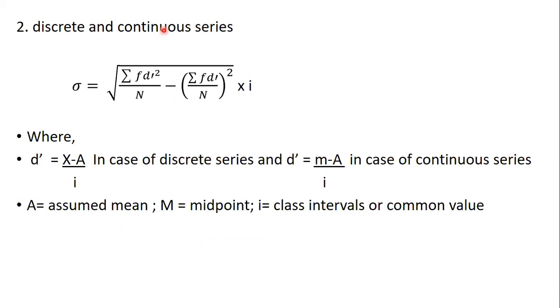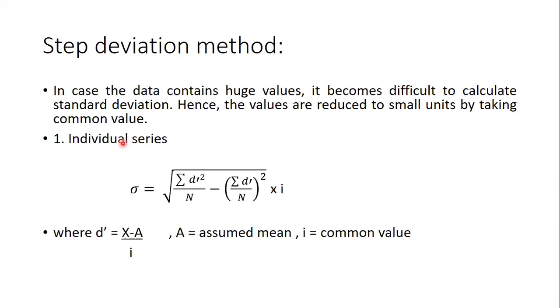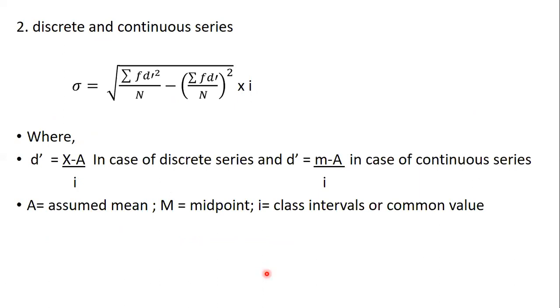Now in discrete and continuous series, the formula is very similar except the addition of f, because in discrete and continuous series we will have frequencies. So if you see the individual series, there will not be frequency and only x will be given. So that is why here we don't add f in the formula. But if you see the discrete series and continuous series, we will have frequencies. So that is why we add f here in the formula. So sigma is equal to square root of summation of fd dash square by n minus summation of fd dash by n whole square into I. Again, we have to calculate I.